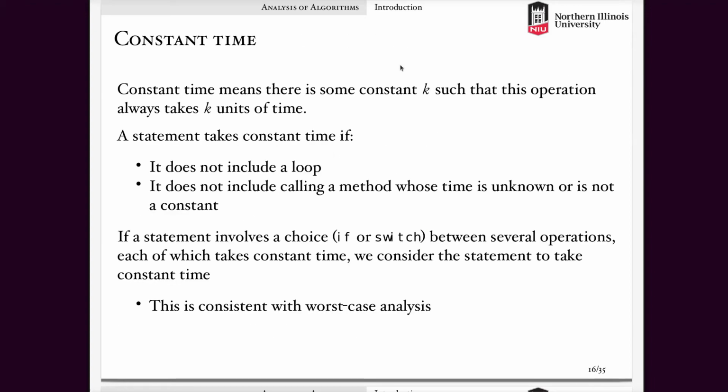All right, so let's go from the easiest to the most complicated kind of problems, right? What do we mean by constant time? Well, we say that an algorithm runs in constant time if there are no loops and it doesn't include calling a method whose time is unknown or is not a constant, right? Well, these all make sense. In other words, no matter what you ask it to do, it's going to finish in the same amount of time. No matter how much data you give it, it'll finish in the same amount of time, okay? That's constant time. So if a statement involves a choice, like an if or a switch statement and stuff like that, each of which takes constant time, it's still just constant time, all right?